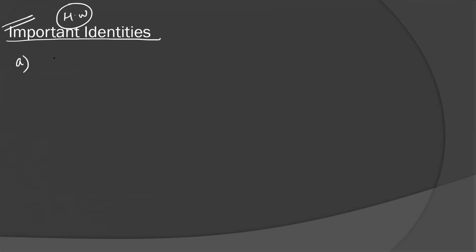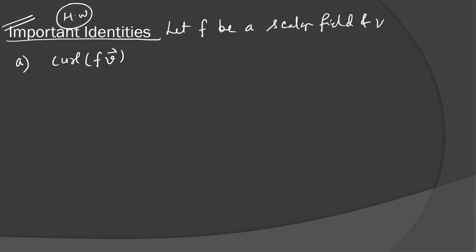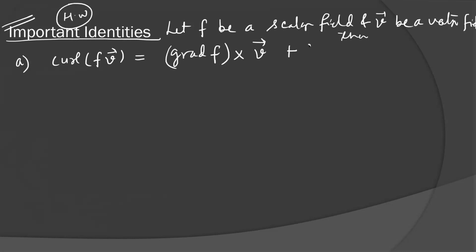First, curl of F into V, where let F be a scalar field and V be a vector field. Then curl of F V is equal to, we find the gradient of F, because always we find gradient of any scalar function, grad F cross V plus F into curl of V.